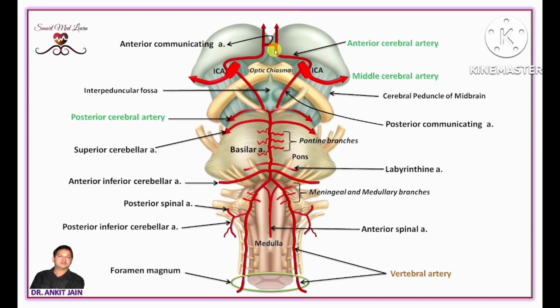The circle of Willis is formed anteriorly by the anterior communicating artery. Anterolaterally, it is formed by the anterior cerebral artery. Posterolaterally, it is formed by the posterior communicating artery. Posteriorly, it is formed by the posterior cerebral artery.